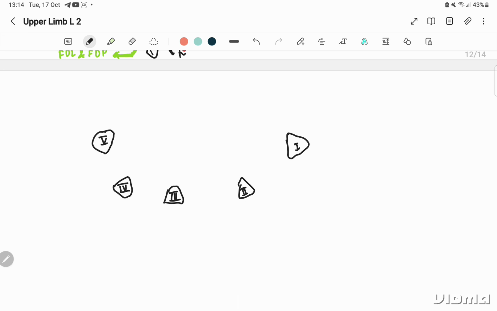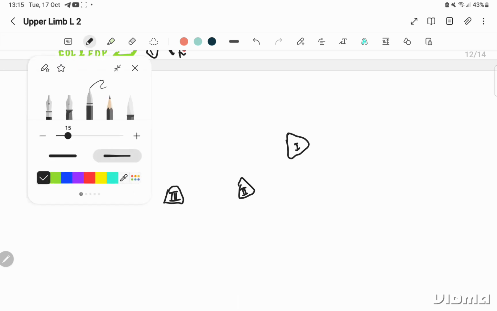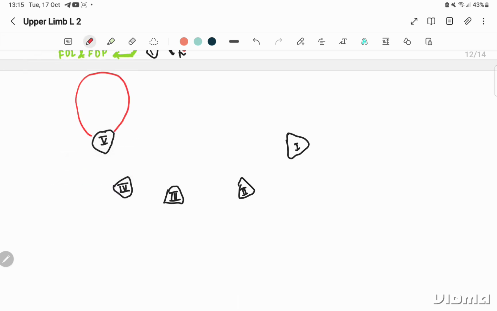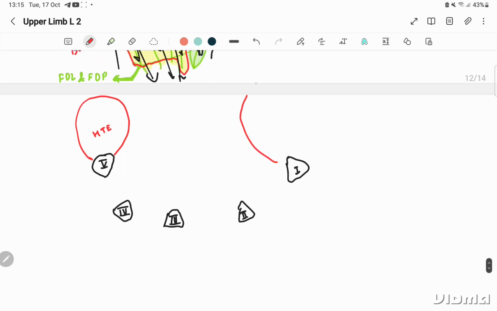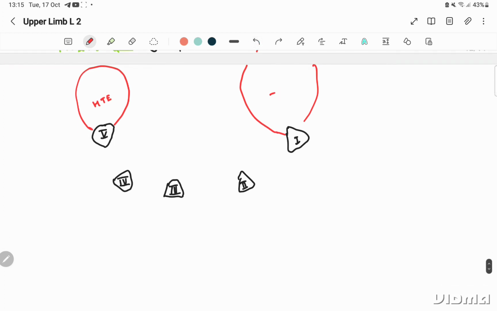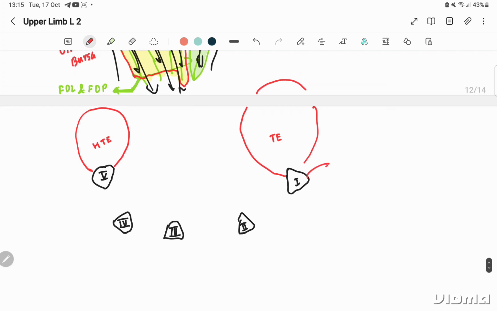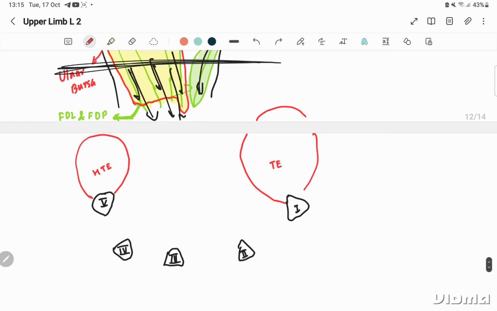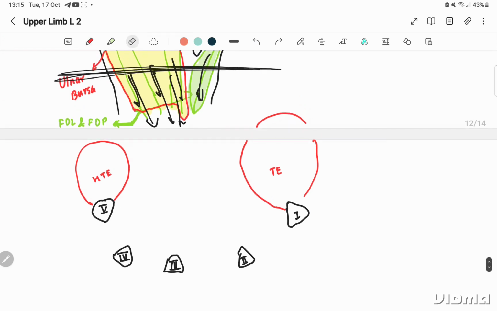So we have the hypothenar eminence here, the hypothenar eminence here, the hypothenar eminence here, and we will have the thenar eminence here. So we have the thenar eminence, TE, as this is the thumb, you know. After this, let's draw the hypothenar eminence a bit small so that our diagram gets anatomically correct.